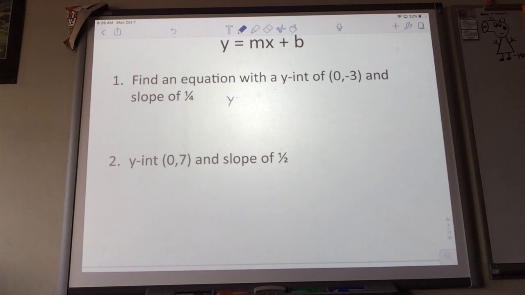So y equals m. What's my m in number 1? 1/4, because it is the slope. X, and then b. B is your y-intercept. So plus -3 or just minus 3. So there's your answer for the first one.